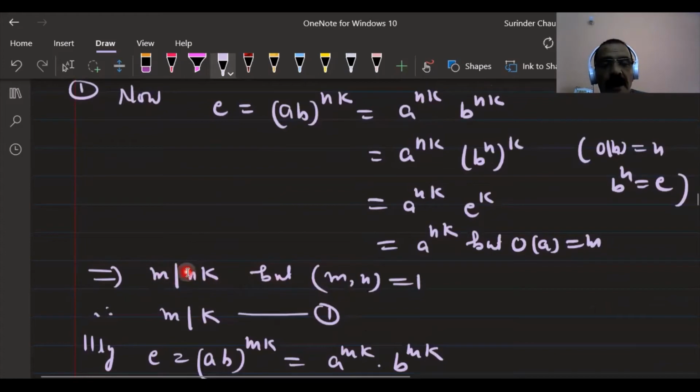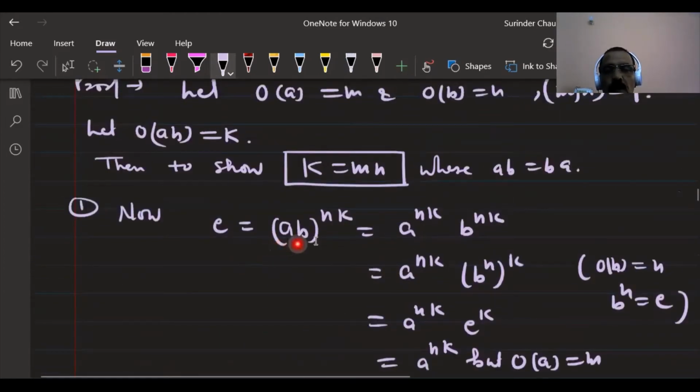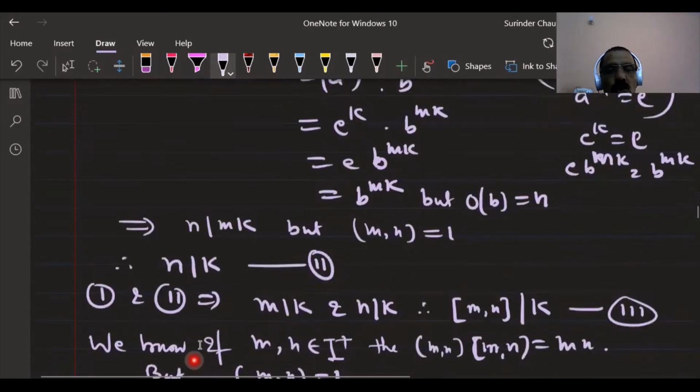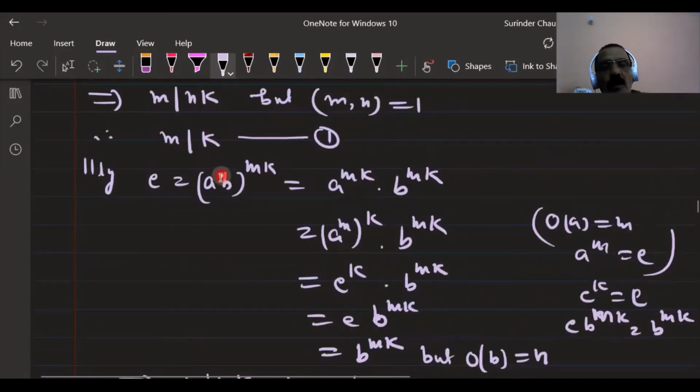M can't divide n. Therefore, m must divide k. Similarly, in the first step we take e equal to (AB)^nk. Now we take e equal to (AB)^mk. This already holds true in a group. So (AB)^mk is equal to A^mk B^mk.